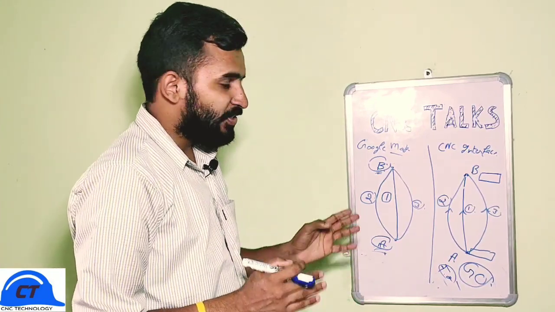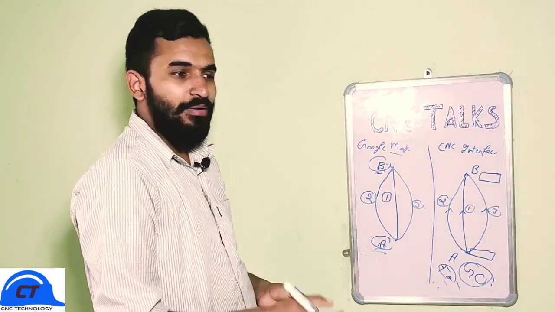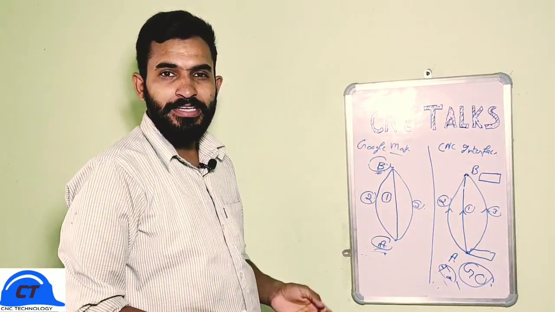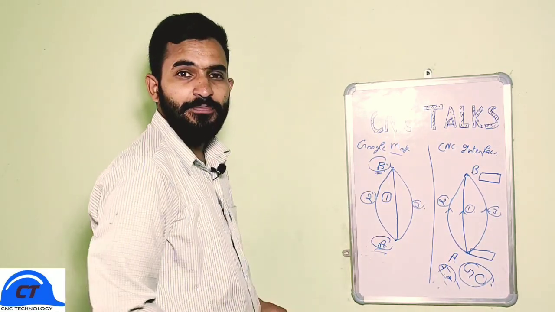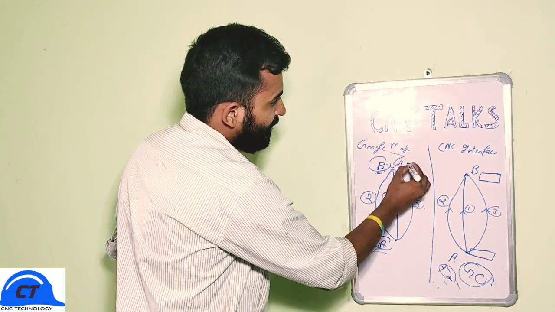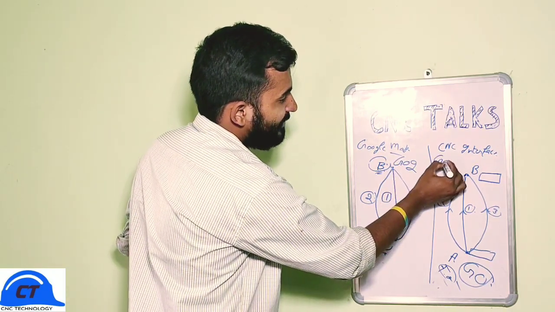So with G0 or G01 we can travel straight distances, but to travel in clockwise direction or in anti-clockwise direction we can use G02 or G03.